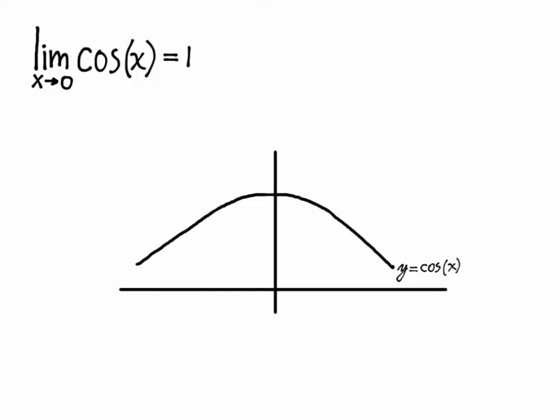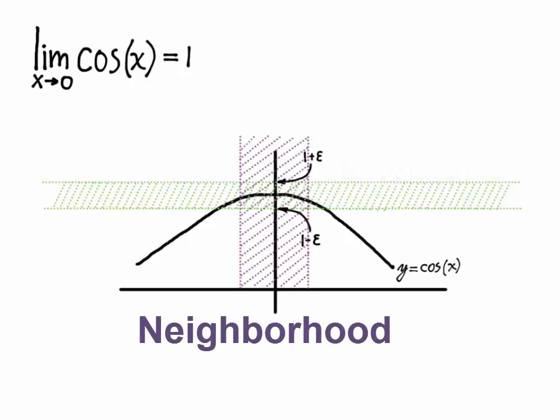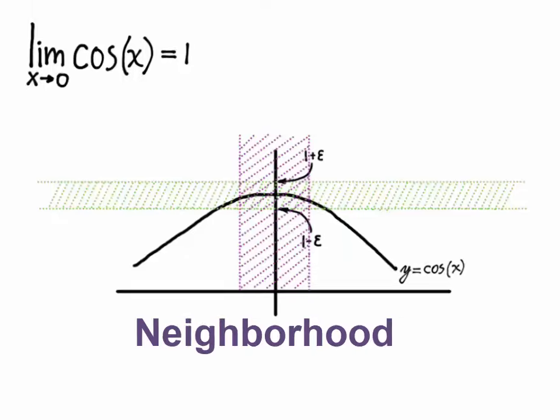Once again, this limit statement has to do with getting arbitrarily close to 1. It says that the cosine curve gets arbitrarily close. In other words, it goes inside an arbitrarily small envelope. So here's an envelope that surrounds the number 1. It goes from 1 minus epsilon to 1 plus epsilon, where epsilon is some arbitrarily small positive number. And we want to say that the cosine function goes inside of that envelope and stays there everywhere in some region we call a neighborhood around x equals 0. So the purple shaded region represents a neighborhood.